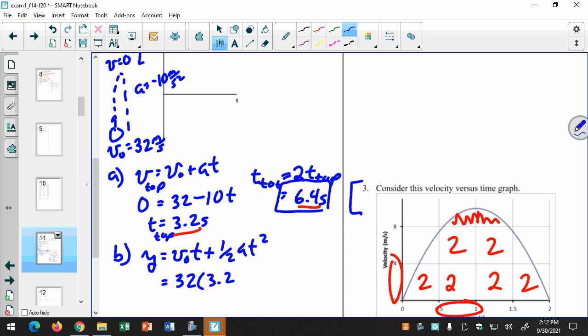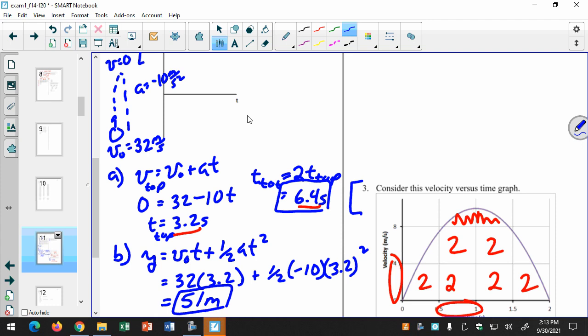So that's going to be 3.2 plus 1/2. Be careful that you get your acceleration to be negative here. It is negative. If you don't do that, you'll get it wrong. Times 3.2 squared. And that is 51 meters. All right, so it goes up to a maximum height of 51 meters.